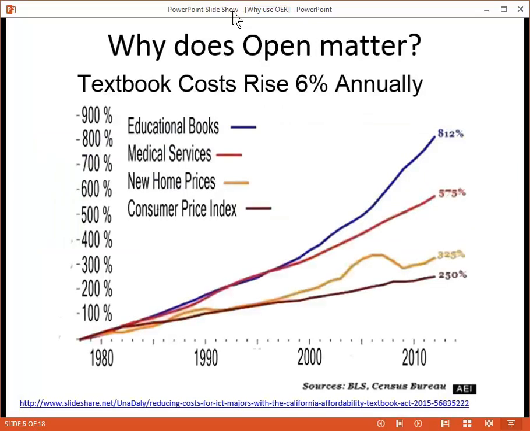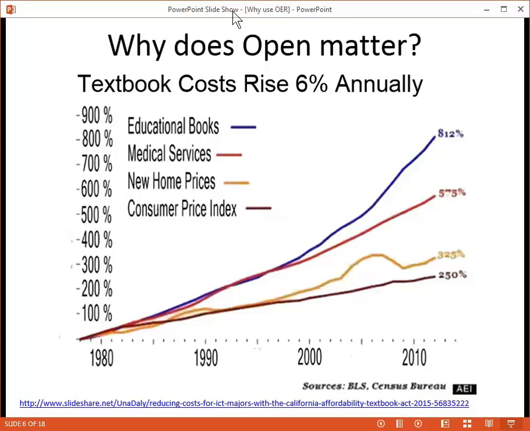Now, cost is an important factor for students for a number of reasons, but one particular concern with textbooks is that those costs have been increasing even beyond other aspects of the economy. So these data from the U.S. Census Bureau show the overall consumer price index on the bottom line. The next line is the home prices, and you'll see the housing bubble right there, about 2005-ish. The next line up is medical services, and skyrocketing past even medical services are the cost of educational books.